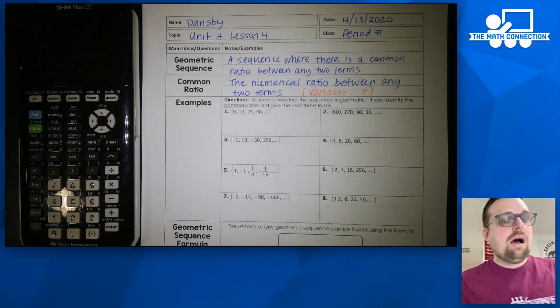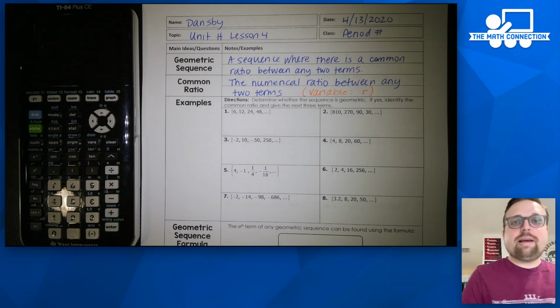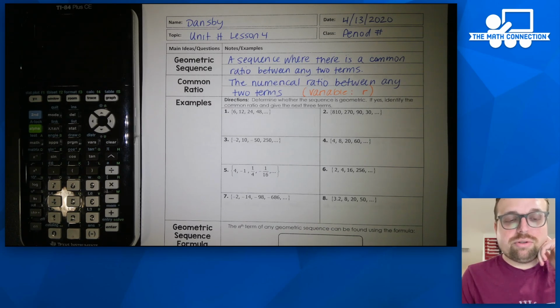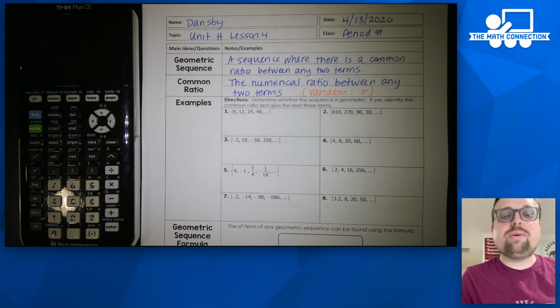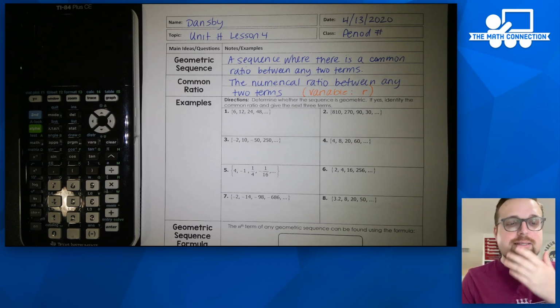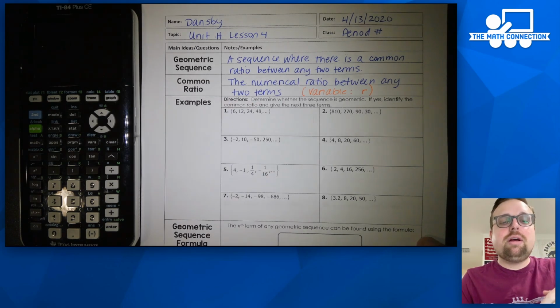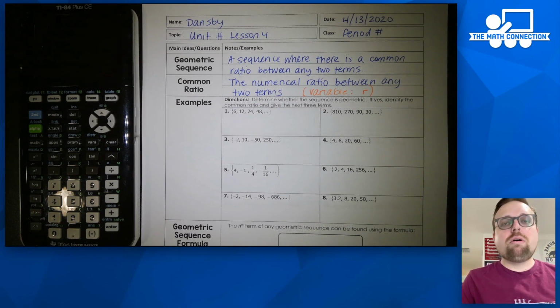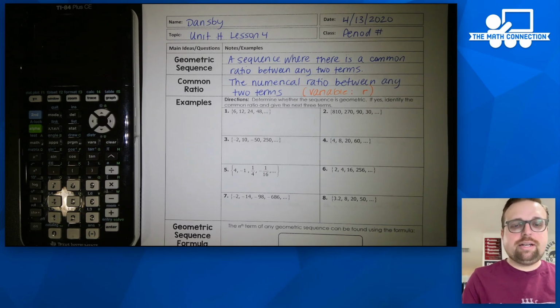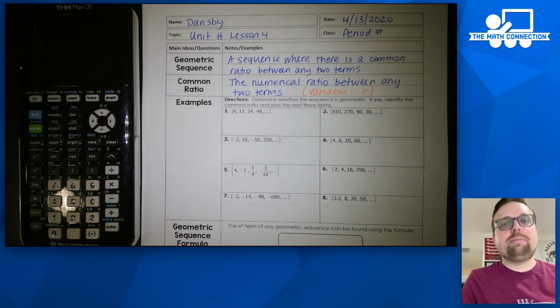Okay, so let's do some example problems. The directions say determine whether the sequence is geometric. If it is, then identify what the common ratio is and give the next three terms. More times than not, in a problem like this, it's probably going to be geometric. Otherwise, you wouldn't really be doing much work.